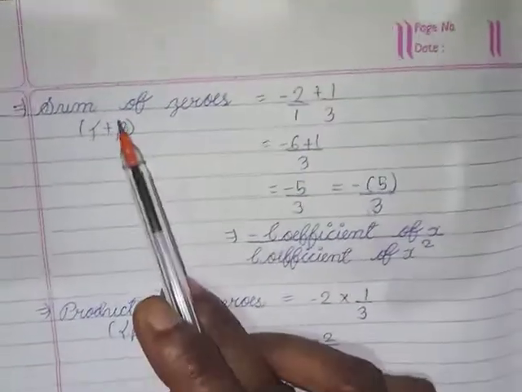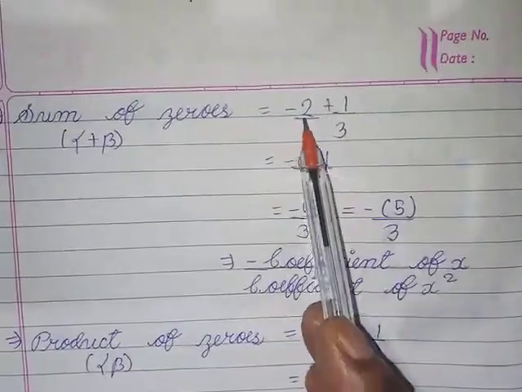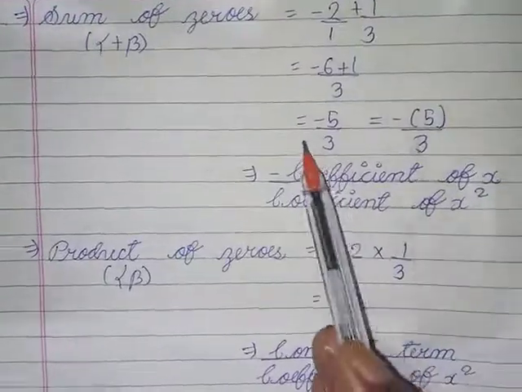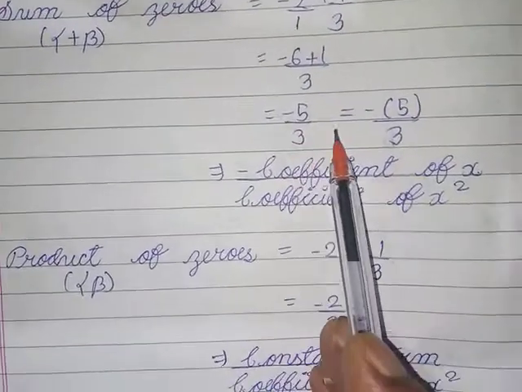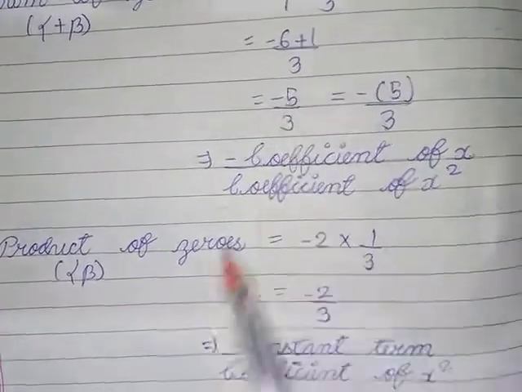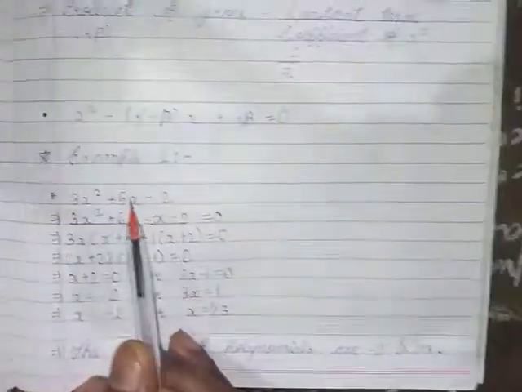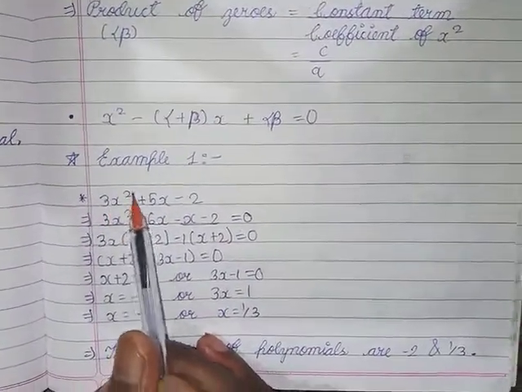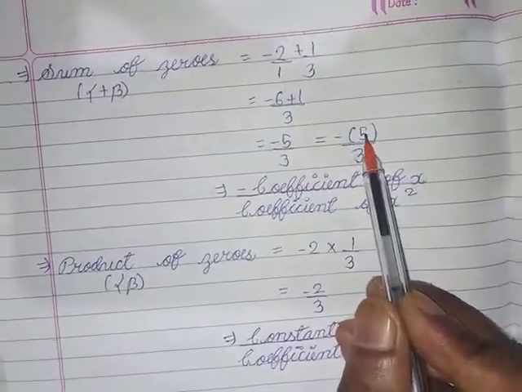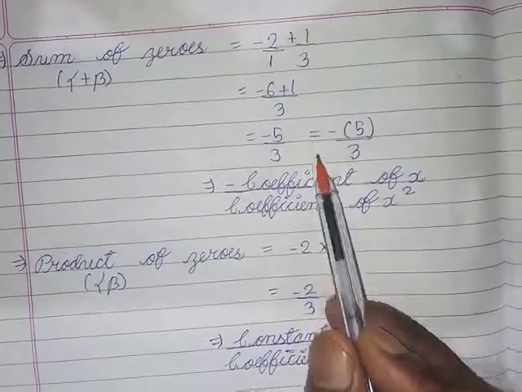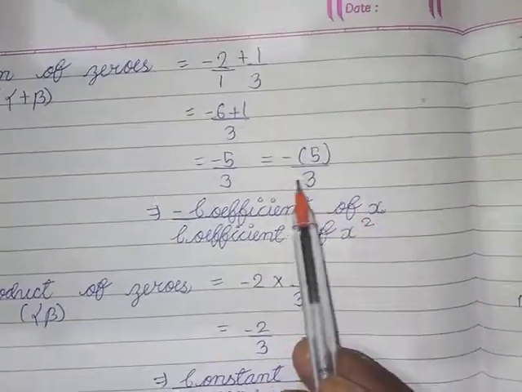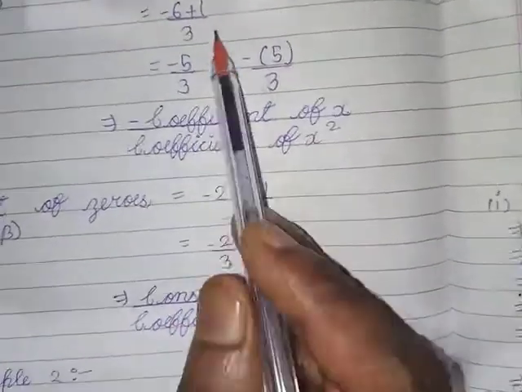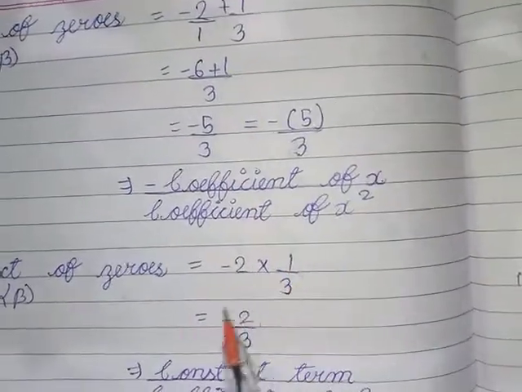So the sum of zeros: alpha is minus 2 and beta is 1 by 3. If we add them, what do we get? Minus 5 by 3. What is 5? See here, 5 is the coefficient of x. And 3 is the coefficient of x square. So we can write minus coefficient of x upon coefficient of x square. Thus the relation between the zeros and coefficients is established here.